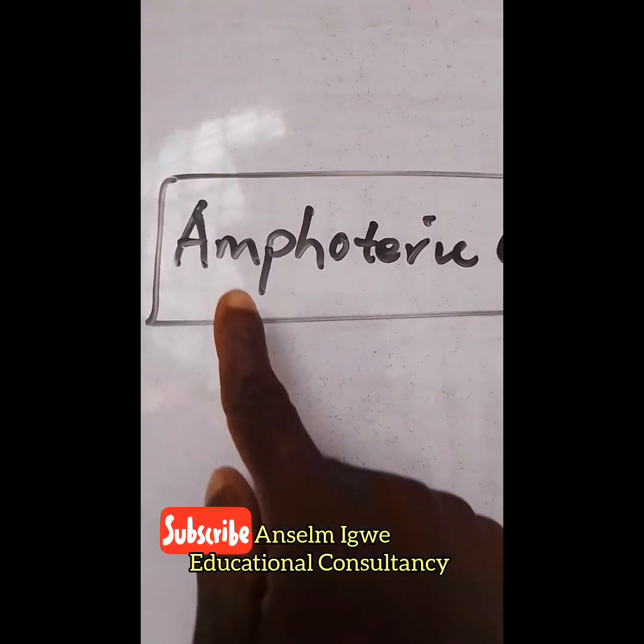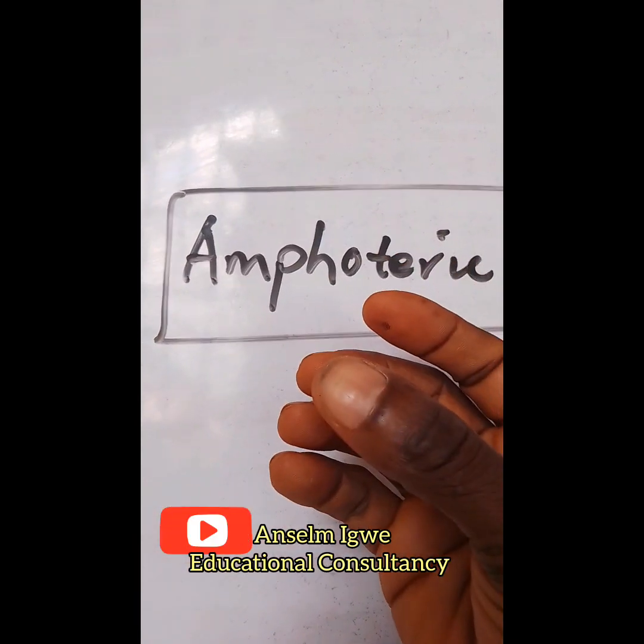Amphoteric oxides is gotten from amphi, which means dual behavior.